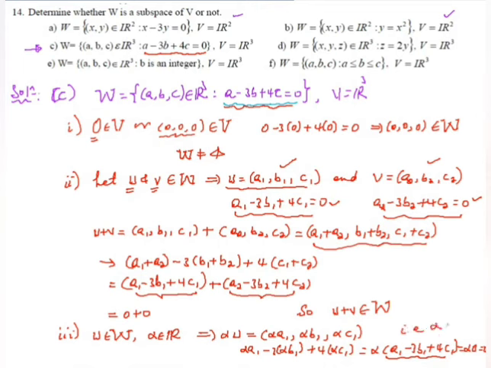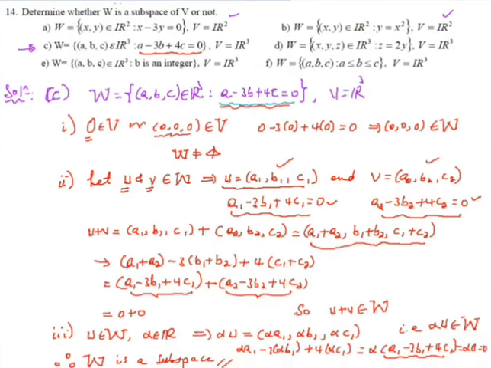Here alpha times u is an element of w, so scalar multiplication is closed. Therefore w is a subspace. Okay, it can be a subspace. Now we move on to d.